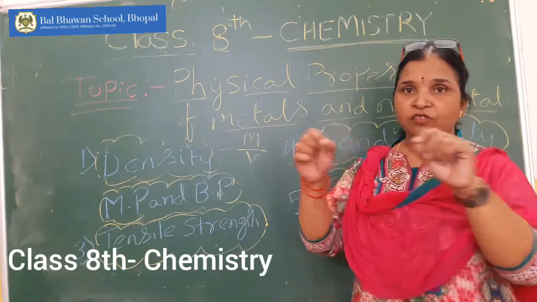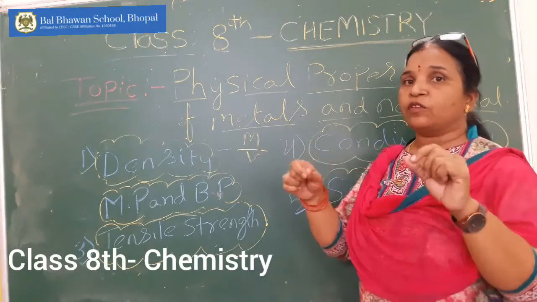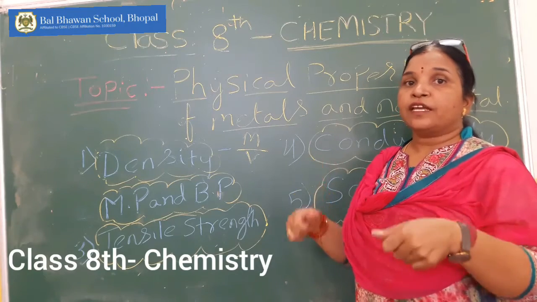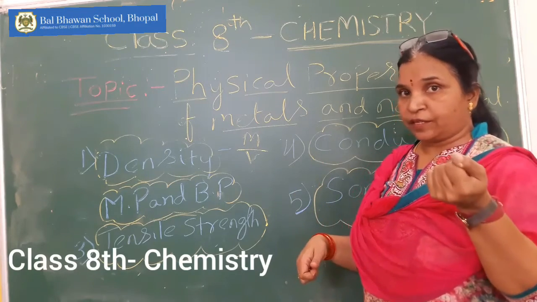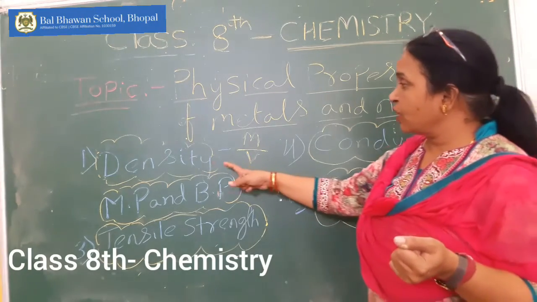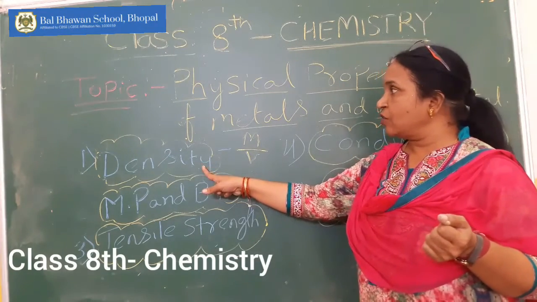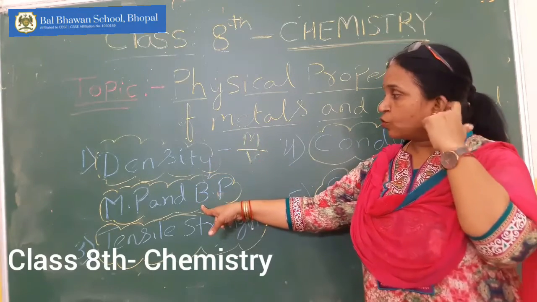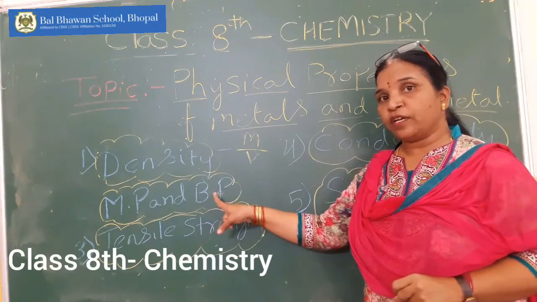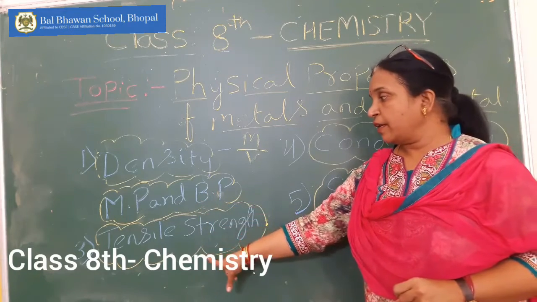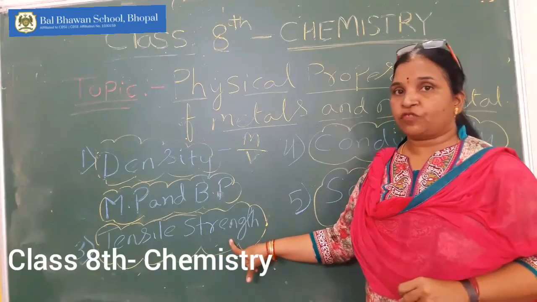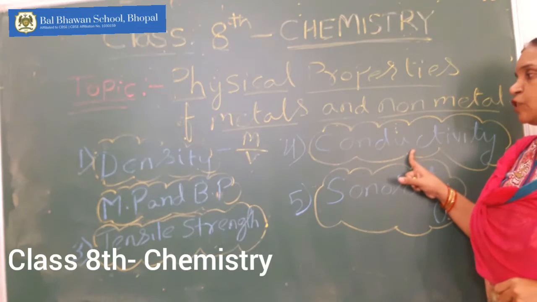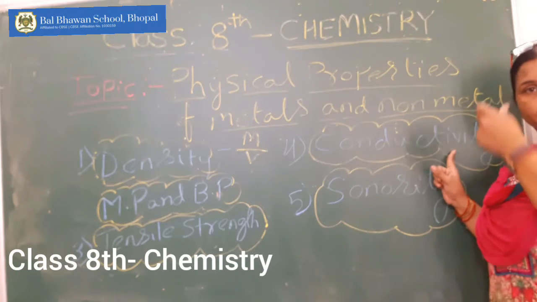Even if it is in a string form or in a wire form, then also you will find it has high tensile strength, due to which it can hold lot of weight. So what we have discussed, density of metals is high. Second property, they have generally high melting point and high boiling point, and they have high tensile strength. Understood? Now coming to the next property, that is conductivity.